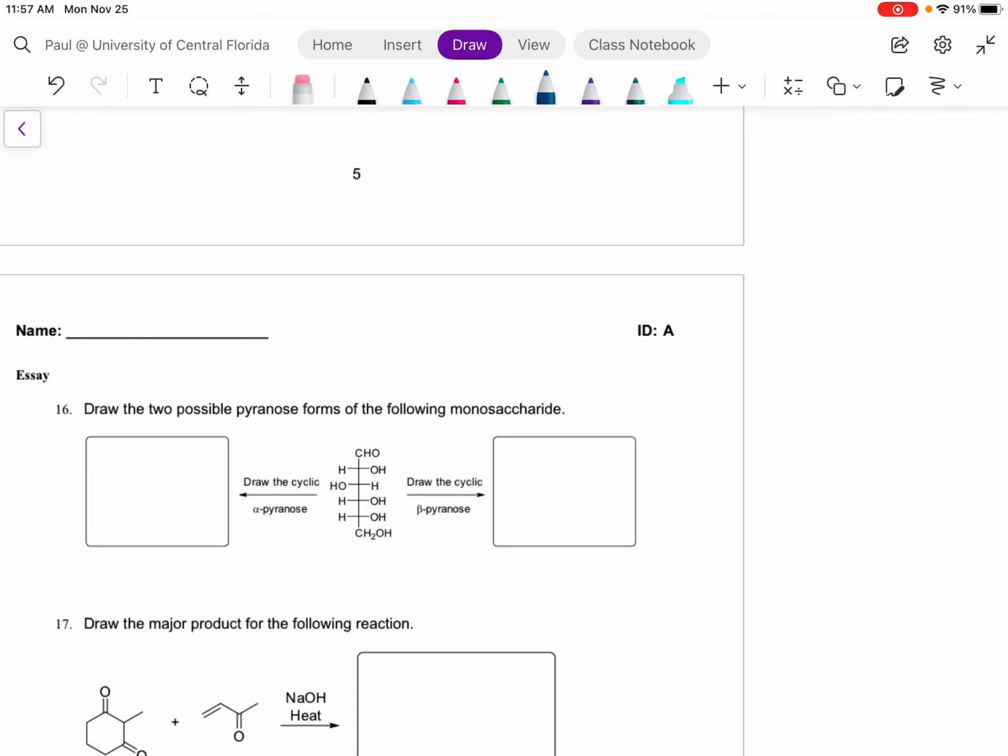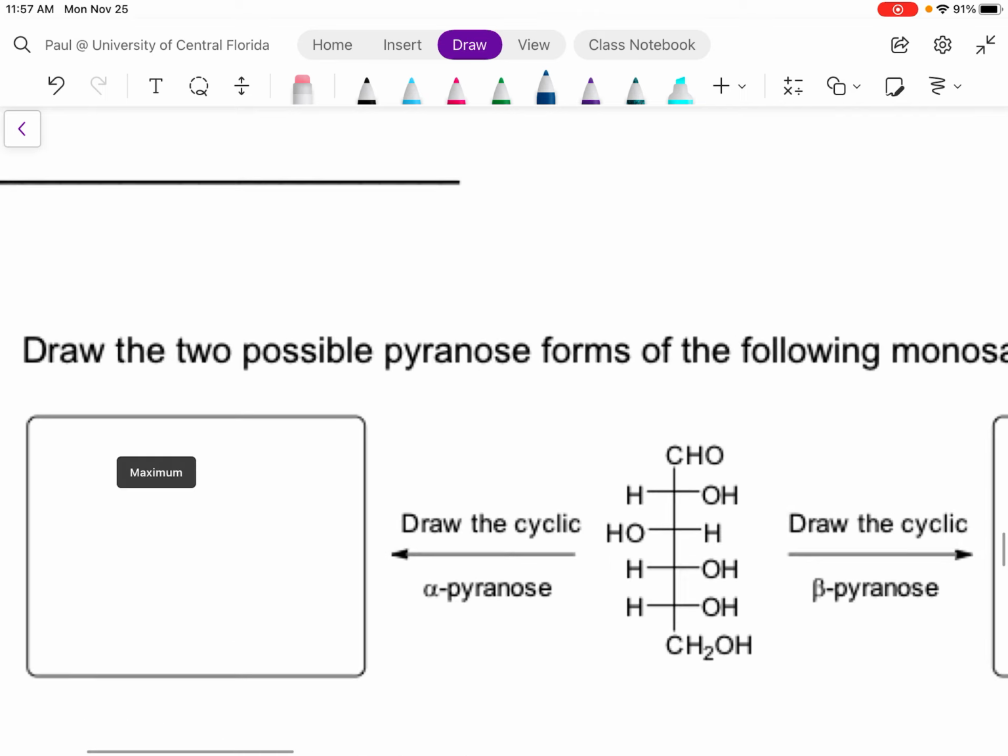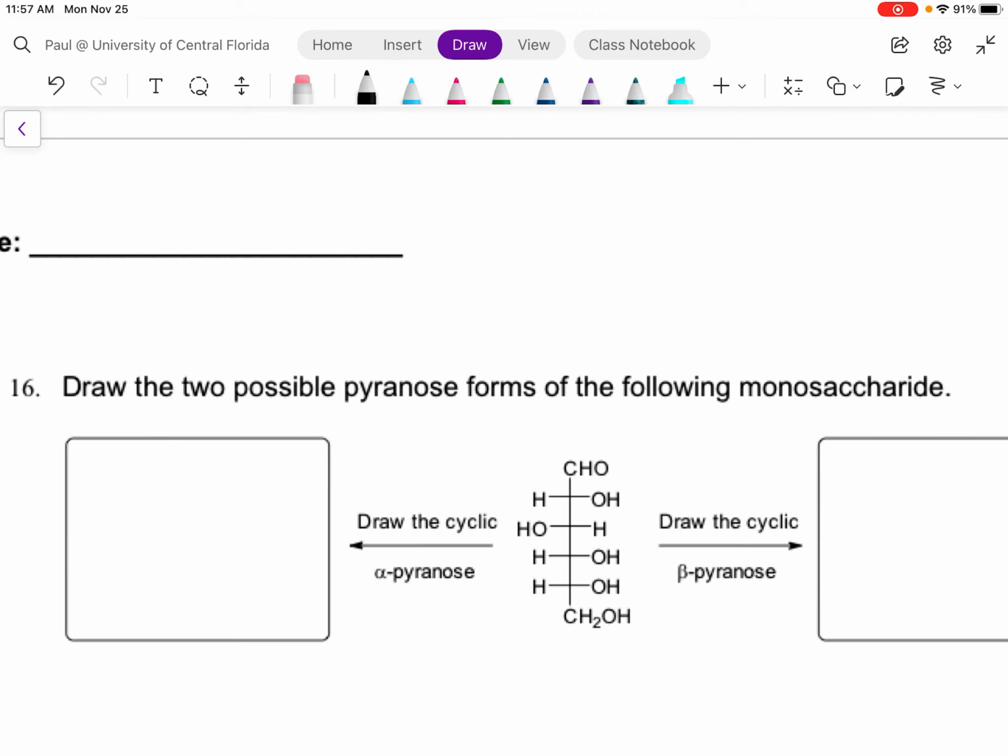Okay, so for the free response questions here, we want an alpha pyranose. So the pyranose is telling us that we're going to have a 6-membered ring.